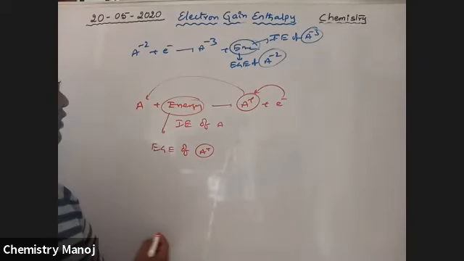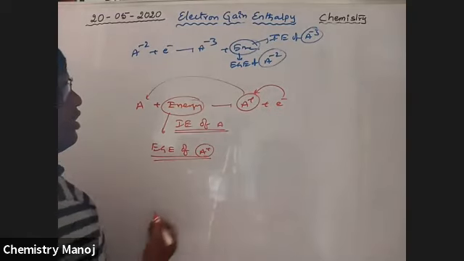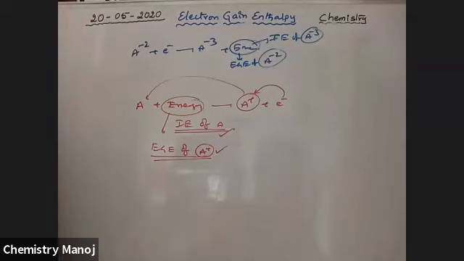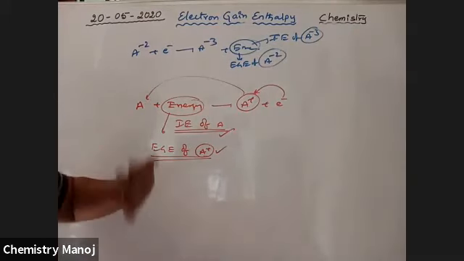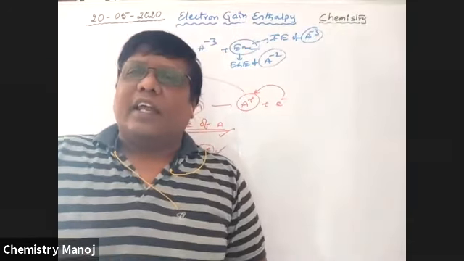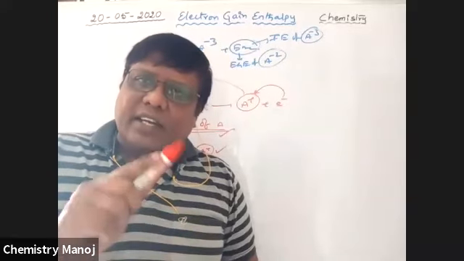Electron gain enthalpy of A plus. Therefore, ionization energy of A is equal to electron gain enthalpy of A plus. The magnitude values are the same, so these are opposite. That means electron gain enthalpy is opposite to the ionization energy. Here, energy is required to remove the electron; there, energy is released when an electron is added.